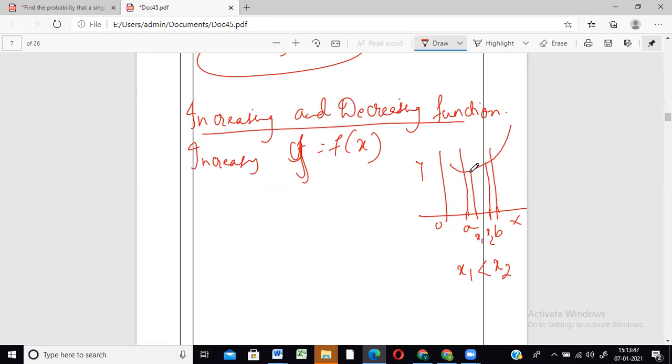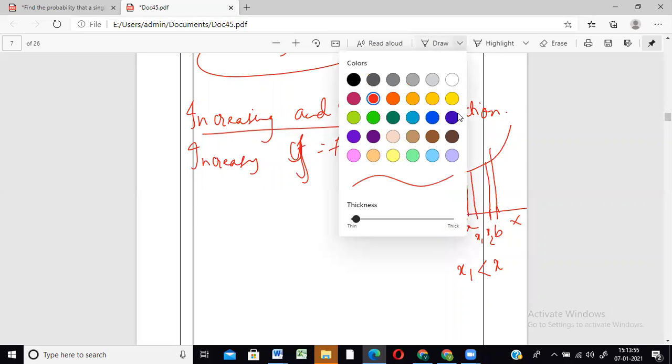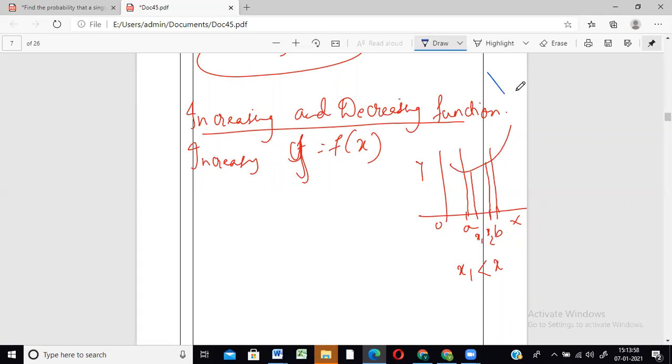So this is the point on the curve. This point is nothing but f of x1. This point is nothing but f of x2. So we can clearly see x2 is greater than x1, and we also have f of x2 greater than f of x1, or f of x1 less than f of x2. So if it is increasing, then the values of the function are also increasing, correct? In that specific interval a and b. We're not talking about anything apart from that.